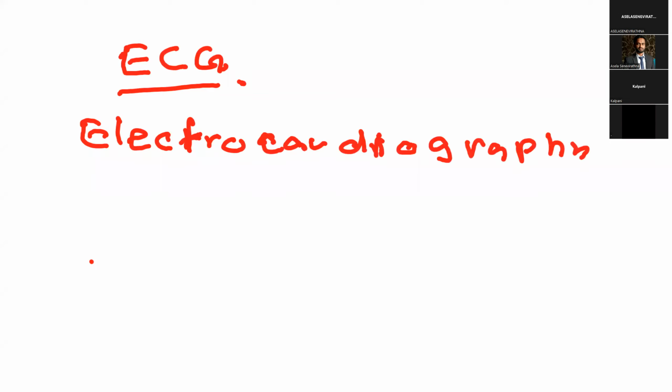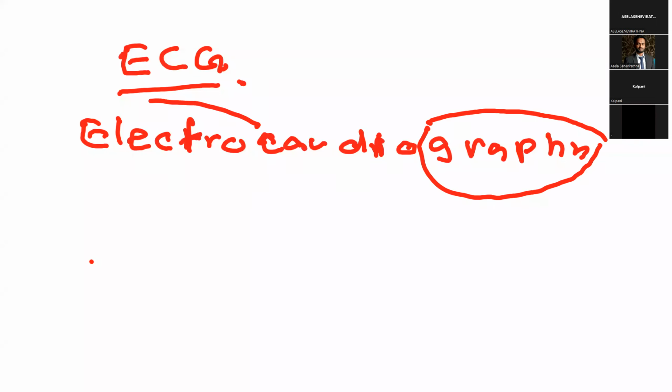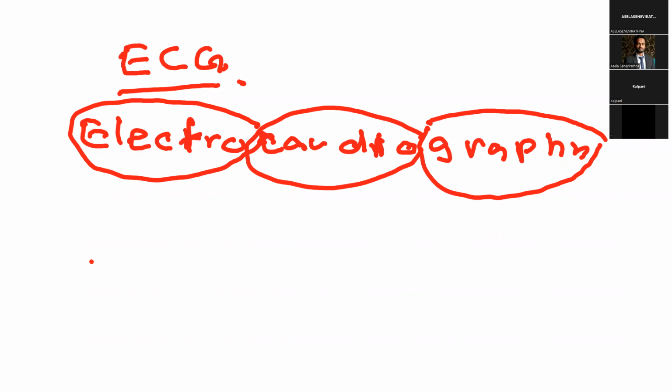Electrocardiography. ECG means electrocardiography. That means you graphically study the electric activity of the heart. So this is the simple definition. We are graphically studying the electric activities in the heart. So this is called electrocardiography.